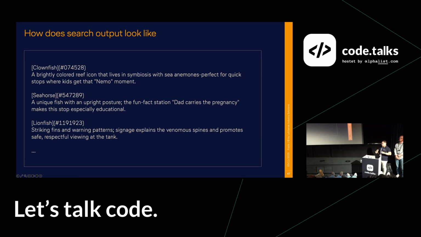After that, it makes the search, and those are the candidates for the show tool. Then we have, for example, a clownfish, seahorse, and so on. This is just an example of how the candidates could look.